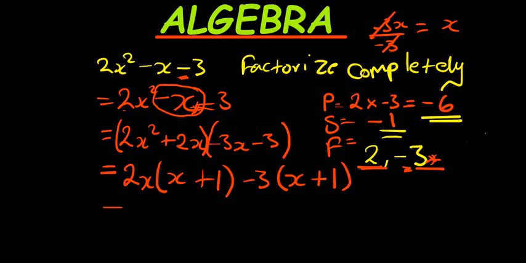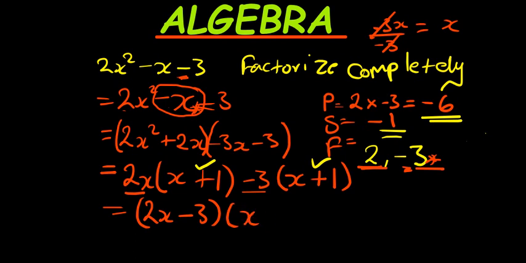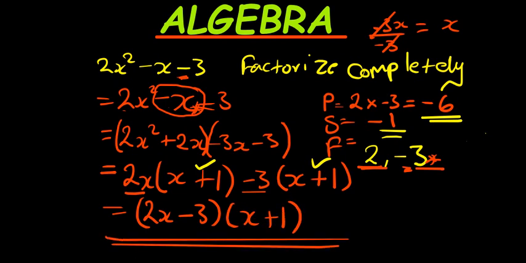And then as you can see, this and that, they are the same. So what do you do? You just pick one. So you're going to have 2x, and then these you're going to marry them. We're going to have 2x minus 3 by combining them, and then you just get 1 of x plus 1. So you have factorized completely. So that's how you go about this factorization of quadratic equations.